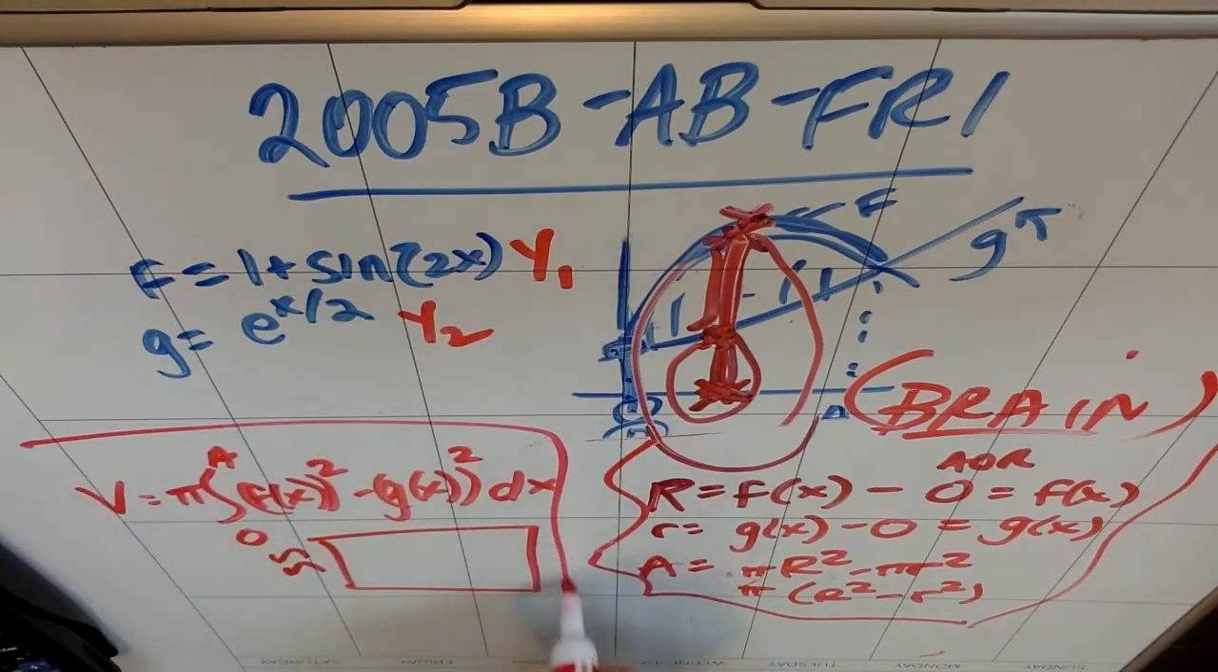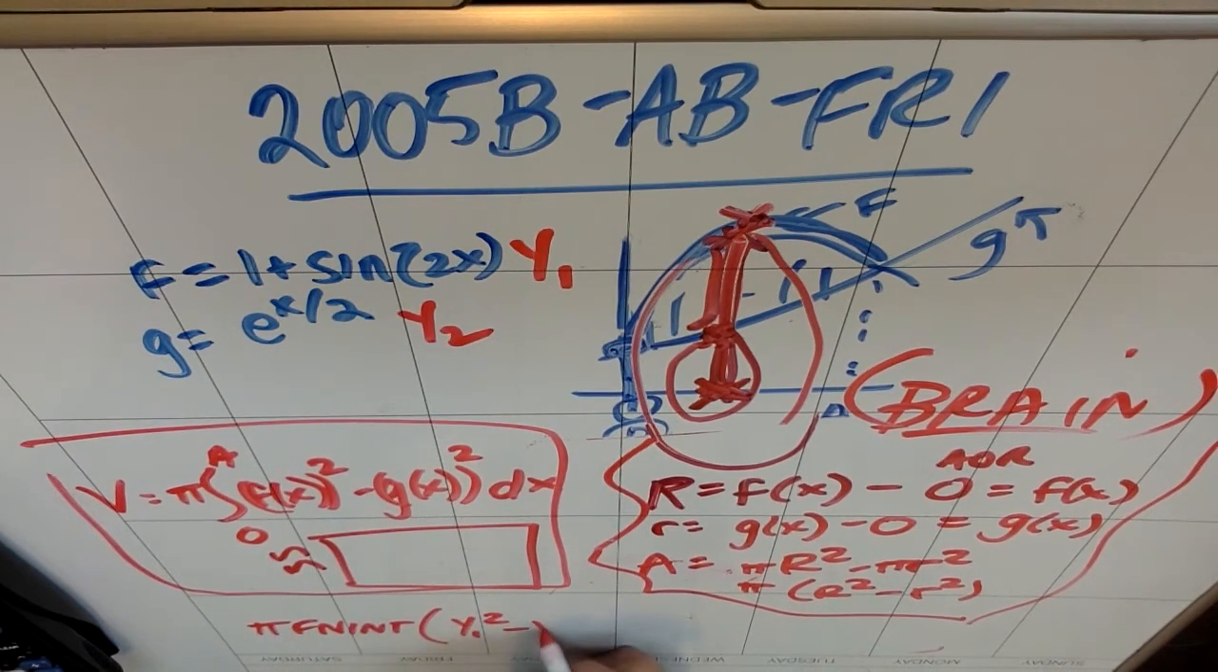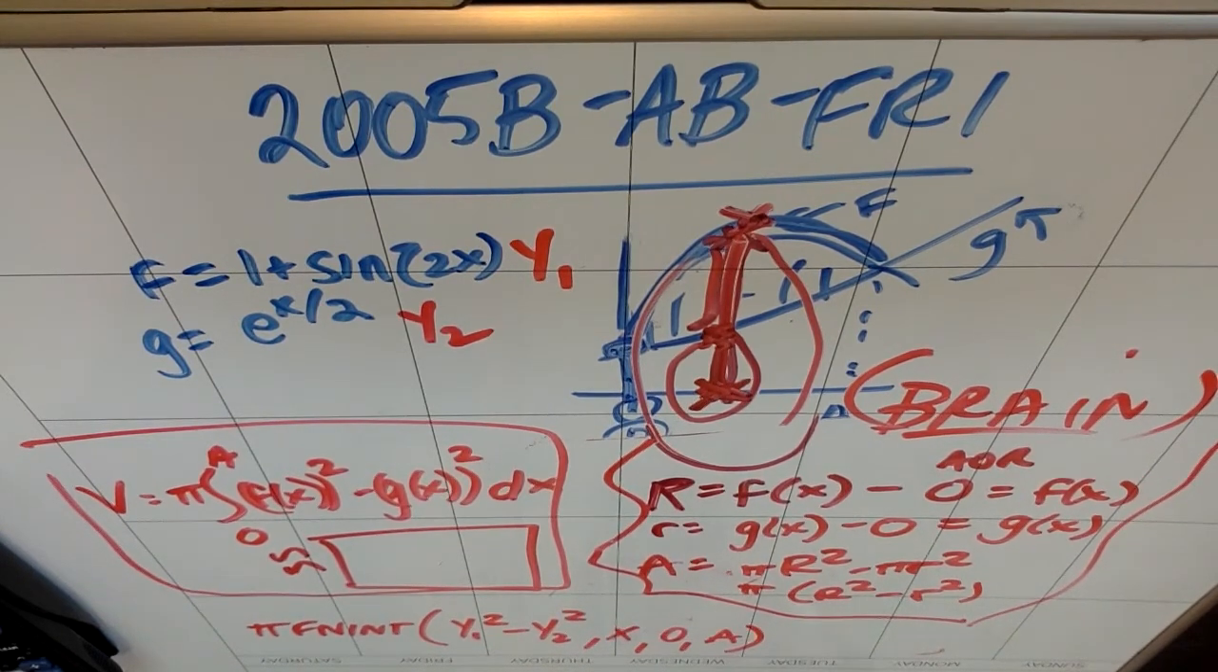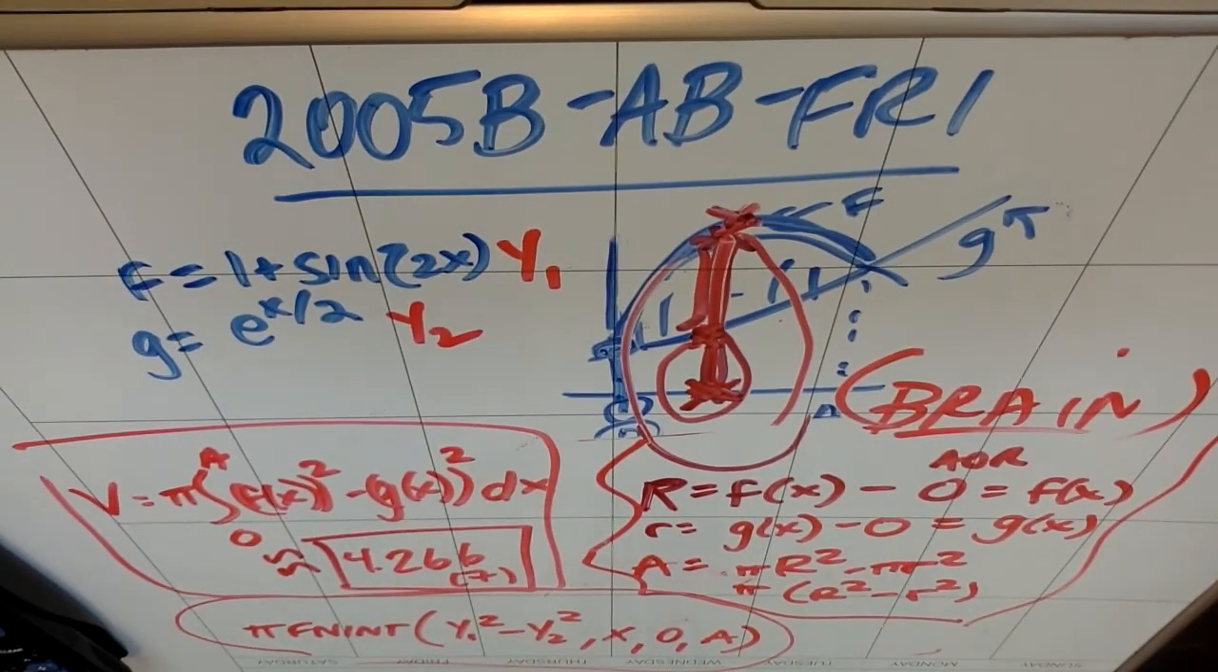That's what they need. Now, how you're going to get that answer, you're going to type it into your calculator as pi function integrate, in parentheses, y1 squared minus y2 squared, comma, with respect to x from 0 to the thing you stored as a. And when you do that, you're going to get 4.266 or 267, depending if you round or truncate. Again, the AP will not give you credit for this information, but you have to know how to put this stuff in your calculator. All right, cool.